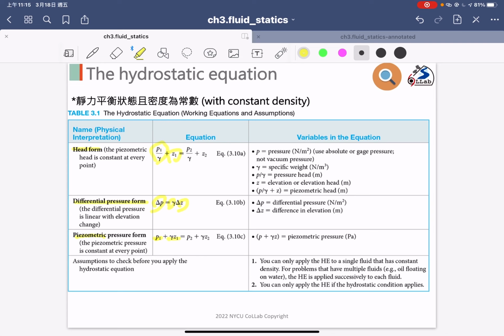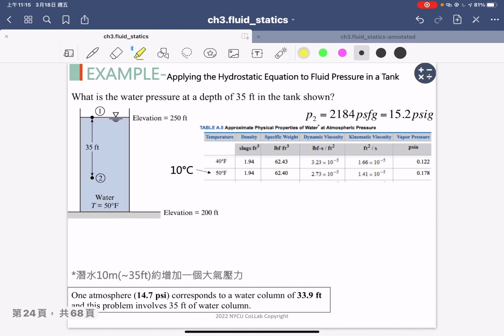The bottom just highlights some important assumptions if you would like to apply the hydrostatic equations, and the summary is on the right hand side. So you can check it by yourself. So we move to the first exercise. The exercise is quite simple.